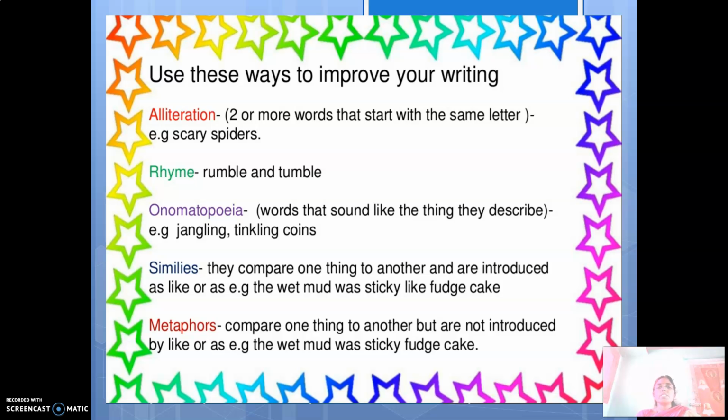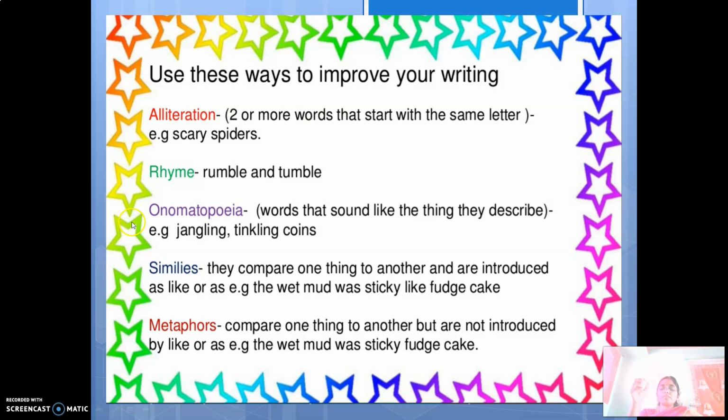So alliteration is two or more words that start with the same letter. Example, scary spiders. Starting letter is S. Next is rhyme. So when we are reading a poem or when you are experiencing a poem, you definitely make use of rhyming words. Right? So rumble, tumble. Next is onomatopoeia. Words that sound like the thing they describe. Like coins you're tossing. Right?